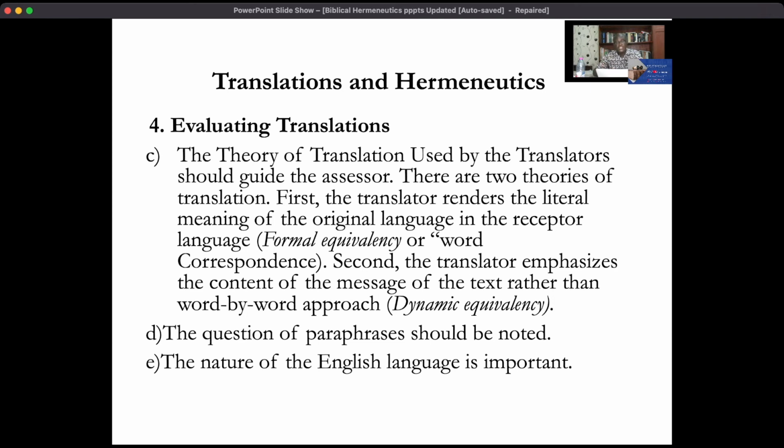D, or the fourth thing you must do as you evaluate a translation, is the question of paraphrases should be noted so that you see that some versions use paraphrases. They try to make the text relevant to modern readers or contemporary readers by paraphrasing the message in the idioms, the day-to-day usage of the English language so that the modern reader can understand. Try to appreciate also the nature of the English language used in the translation as you do the evaluation. So appreciate that and you do well and understand the text better.